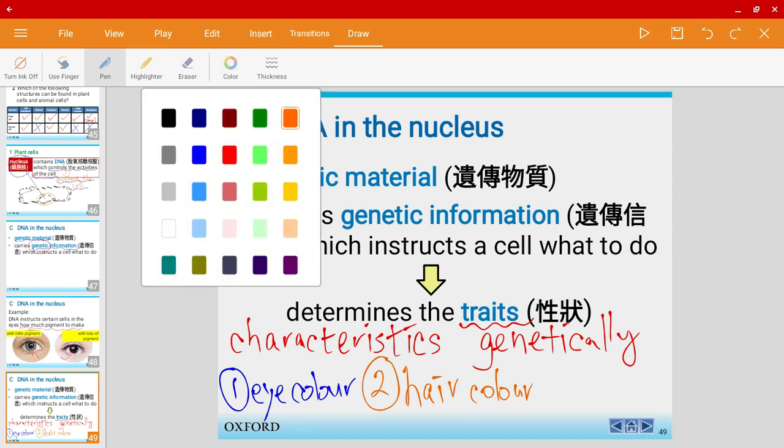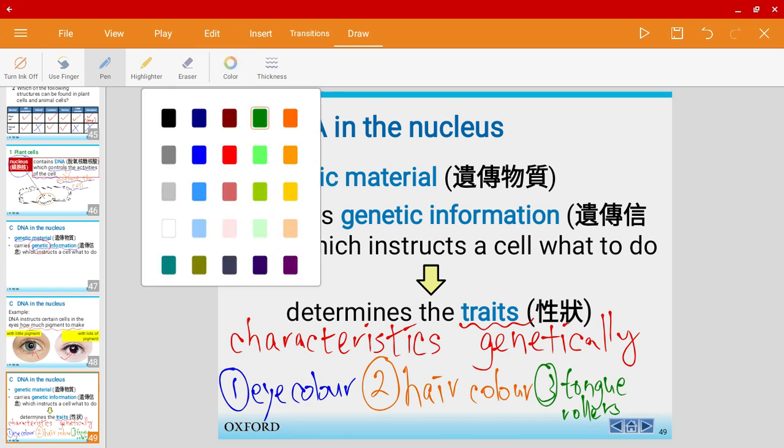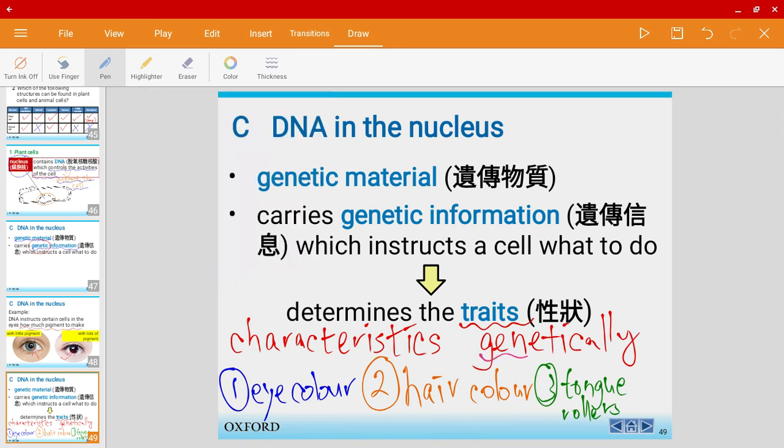Another one could be, maybe some of you are able to do so, tongue. Some of you are tongue rollers, whereas some of you are not able to roll your tongue. Some of you have dimples, while some of you don't. All these are what we say are traits, and they're basically inborn. So they're genetics. You genetically have these types of traits. All right?